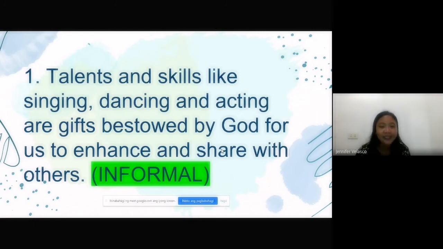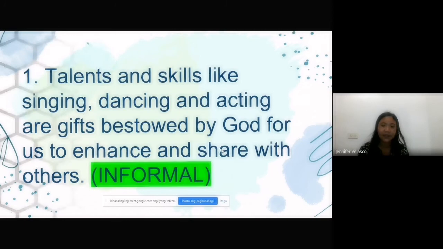Again, since we have a compound subject, we also have the plural verb. We have a compound subject, it is plural, two, so we also use a plural verb. Plural subject, talents and skills. Plural verb, are. Okay, are gifts.